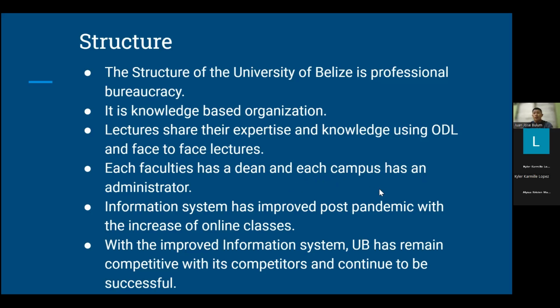Information system has improved post-pandemic with the increase of online classes. With the improved information system, UB has remained competitive with its competitors and continued to be successful.